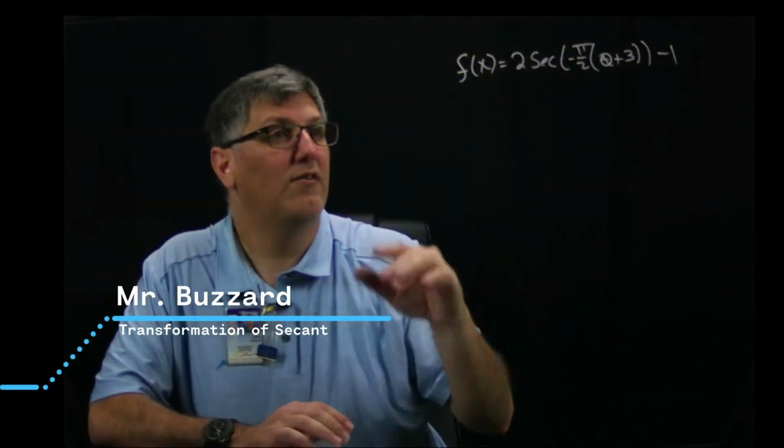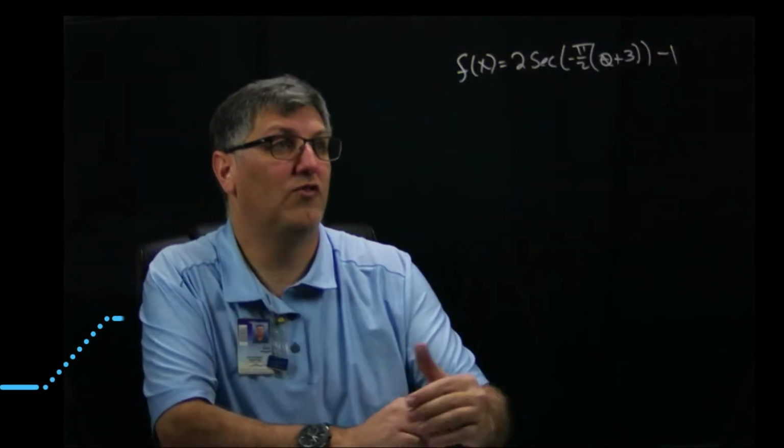All right, so I have a function here, f of x equals 2 secant negative pi over 2 times theta plus 3, and then the whole thing is minus 1. This is supposed to be theta. I originally started to write x, but I changed my mind. I'm just too lazy to erase it.